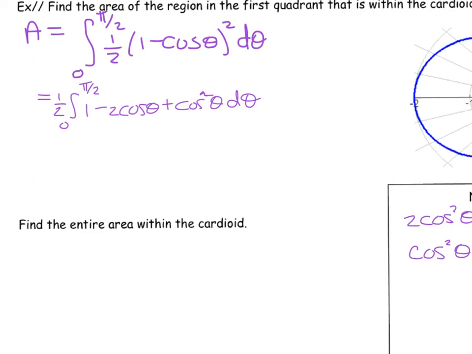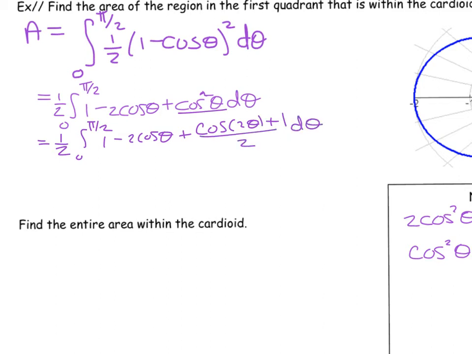So this is going to become 1/2 the integral from 0 to pi over 2 of 1 minus 2 cosine of theta, and I'm going to replace cosine squared with (cosine of 2 theta plus 1) divided by 2. Now, as crazy as it looks, it's actually not so bad. So let's just go ahead and take that antiderivative. This is 1/2. The antiderivative of 1 is theta. The antiderivative of negative 2 cosine theta would be negative 2 sine theta.